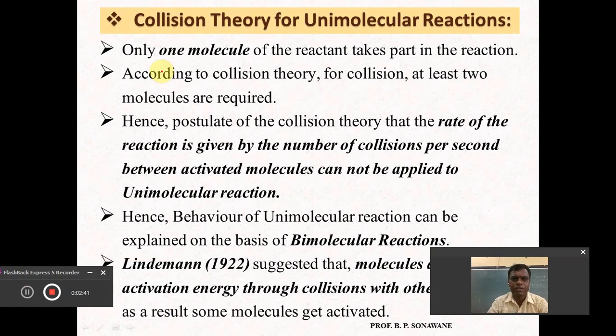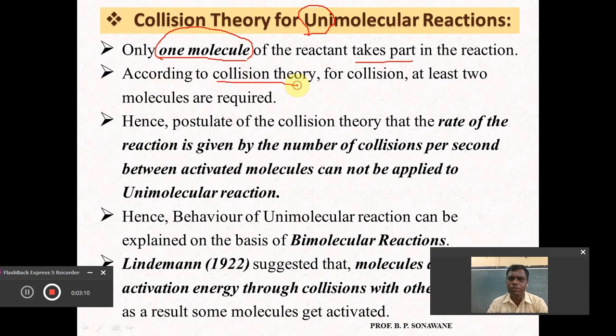Unimolecular reactions are the reactions in which only one molecule of the reactant takes part. Whenever only one molecule of the reactant takes part in the reaction, such reactions are called unimolecular, because the word uni means single, only one. So whenever only one molecule takes part in the reaction, the reaction is called a unimolecular reaction.